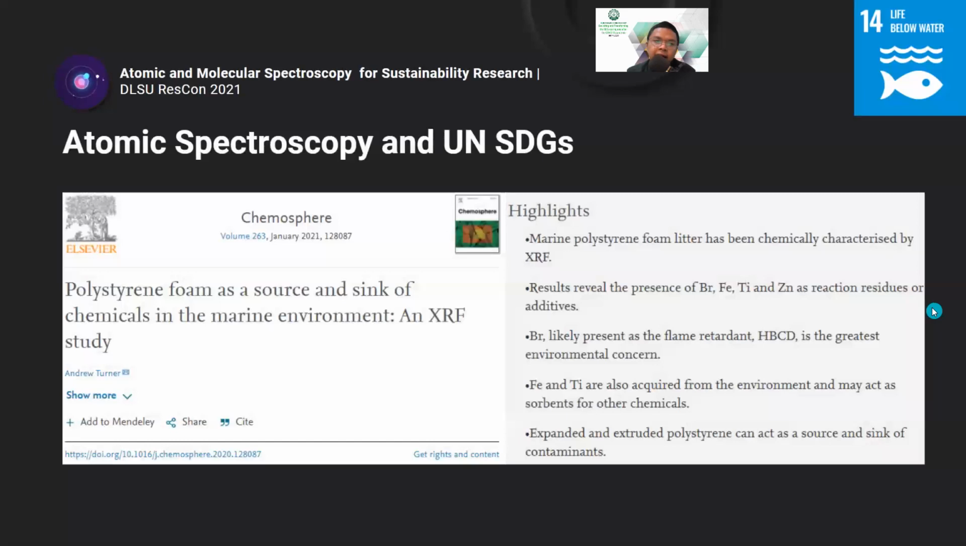Life below water. So the last item for atomic spectroscopy is XRF. The use of XRF to analyze chemicals, in particular metals or elemental analytes in polystyrene foam in the marine environment. So life below water yung may hit natin dito. So very alarming nga, di ba, yung plastic pollution scenario natin at the moment. So it's actually a good study to perform kasi ang laki ng relevance niya globally.